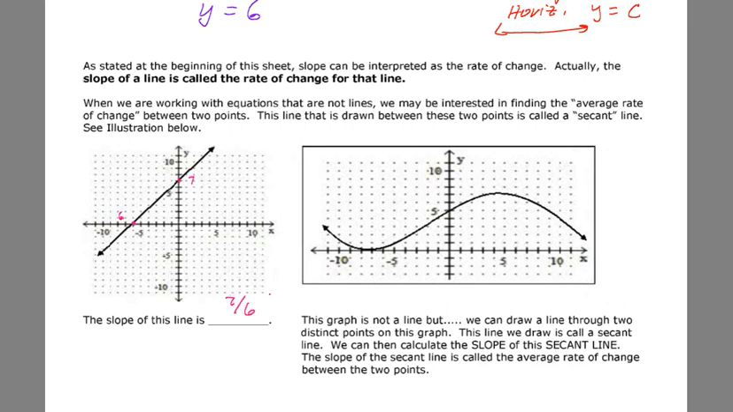Okay, anyway, we can find the slope of a line. What if it's not a line? What if we want to find the slope or the change of something like this curve that we have over here? It's kind of like a polynomial function. Well, when we're working with one that's not a line, we want to find the average rate of change between 2 points, and the line that we draw between those 2 points is called a secant line. So I've given you this picture. I want to find the average rate of change. The rate of change on this one was 7/6.